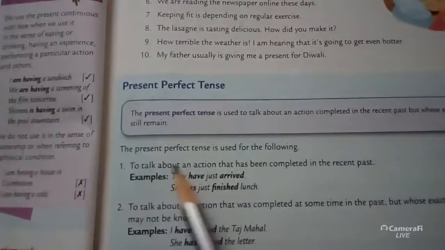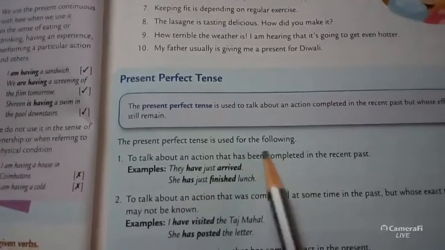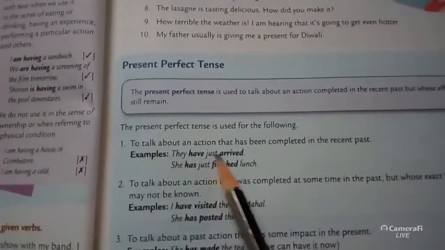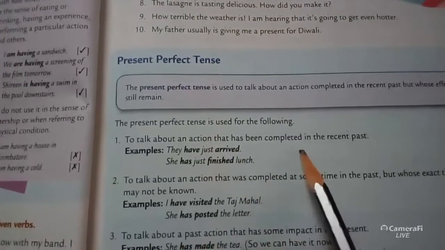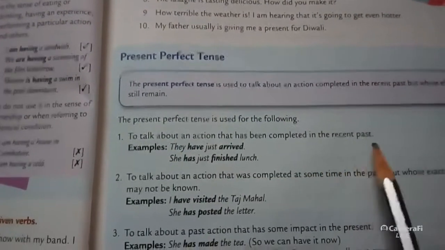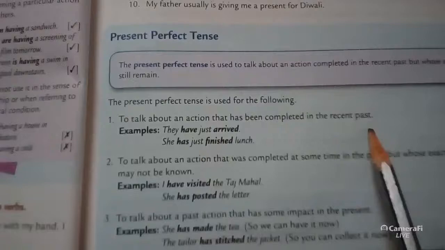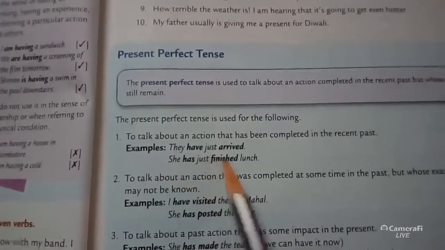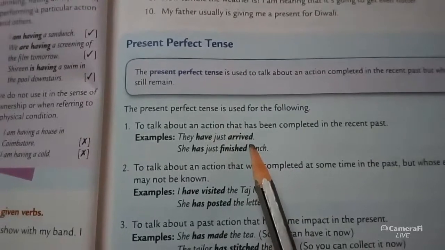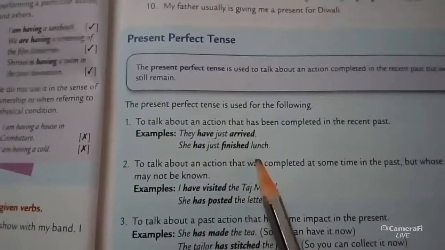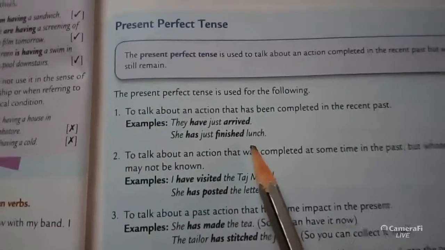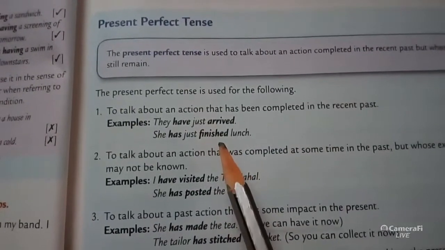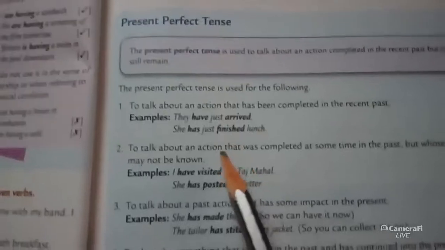The present perfect tense is used for the following. Number 1, to talk about an action that has been completed in the recent past. Okay. Example, they have just arrived. She has just finished lunch. That means this is an action completed in the recent past.